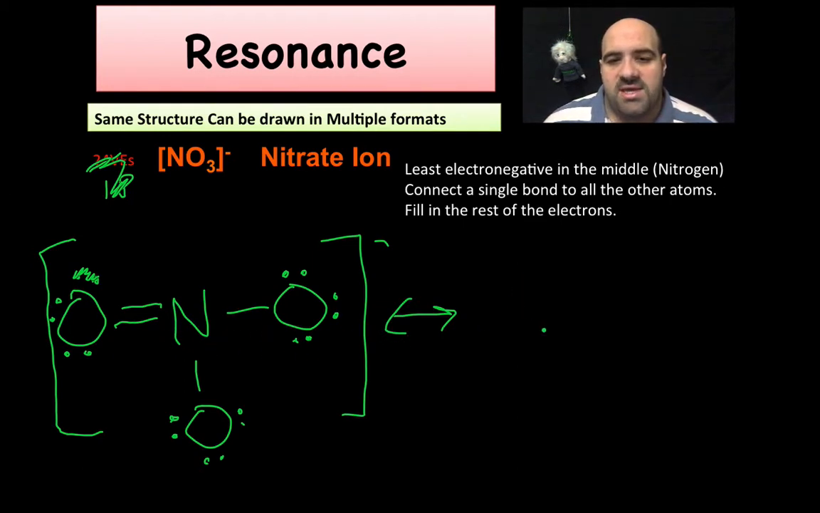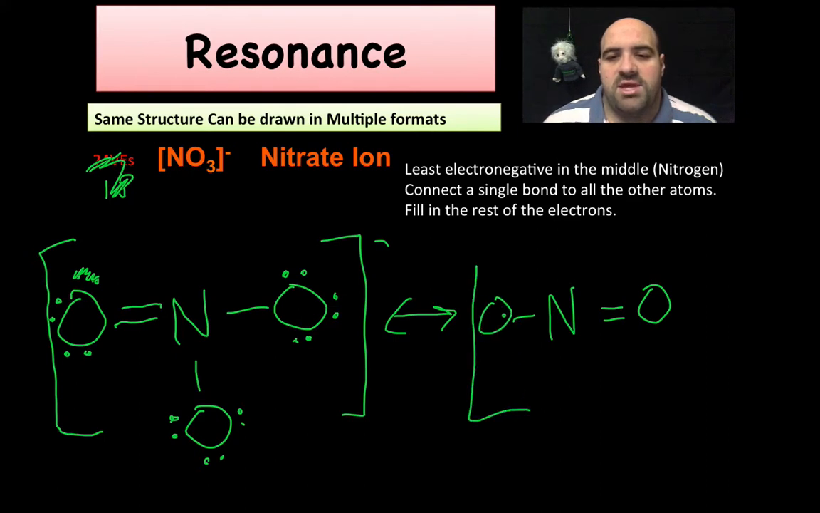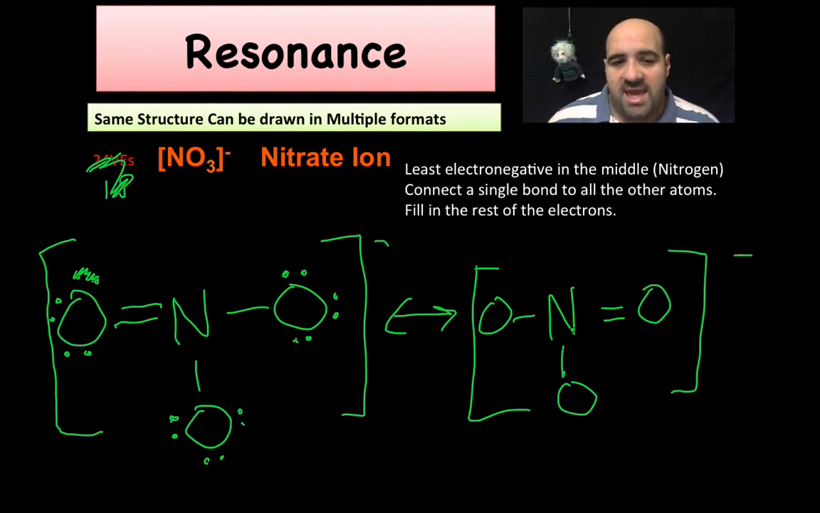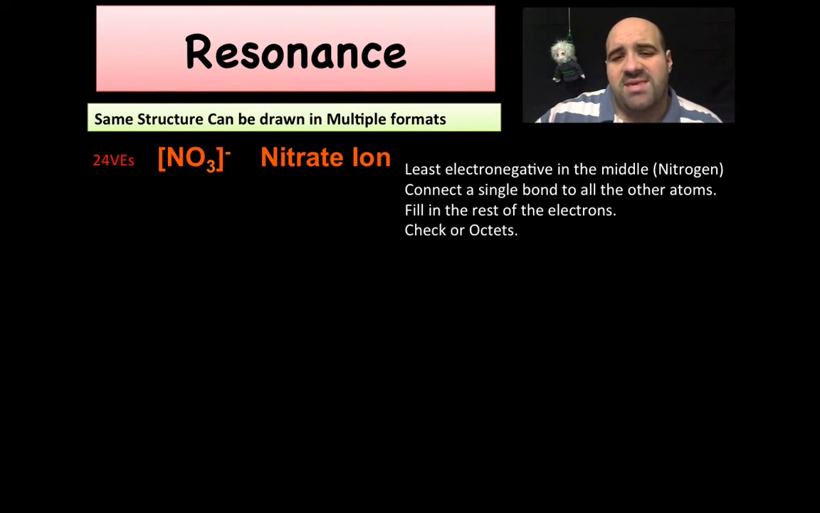So we'll just draw this as N, put the double bond here, oxygen, oxygen. Essentially, you've got to do it like this. And, of course, the oxygen here, and you would fill in your valence electrons. This is going to be the exact same thing as this, but we made the double bond here, and we're going to have to do it again and make this one the double bond. So you have to do the same image 3 times. That's the resonance structure.